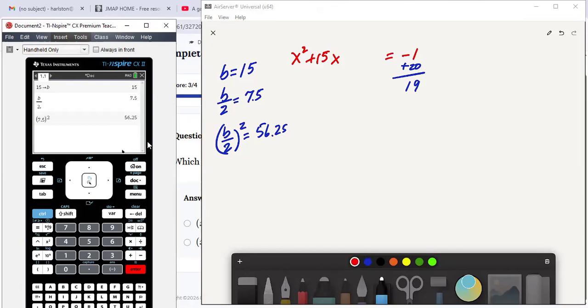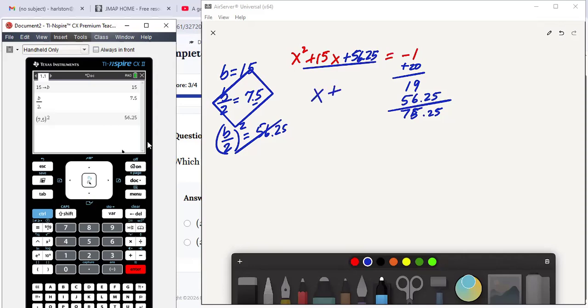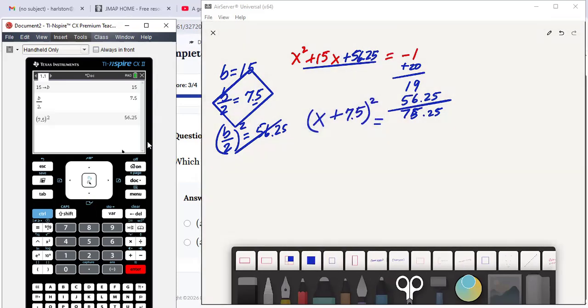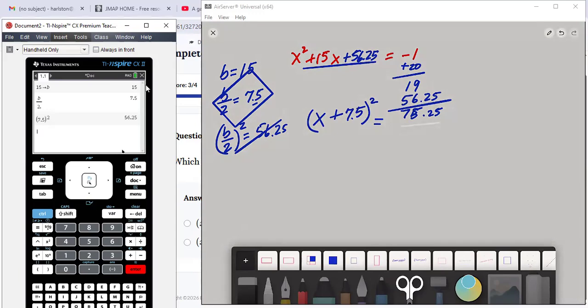So now that I have those numbers, I'm going to add 56.25 to both sides. So this is going to be 75.25. And I'm going to rewrite the left-hand side using this. I'm done with this, so it's going to be x plus 7.5 squared, and this is my answer. In fact, let me just move this down a little bit. So x plus 7.5 squared equals 75.25.